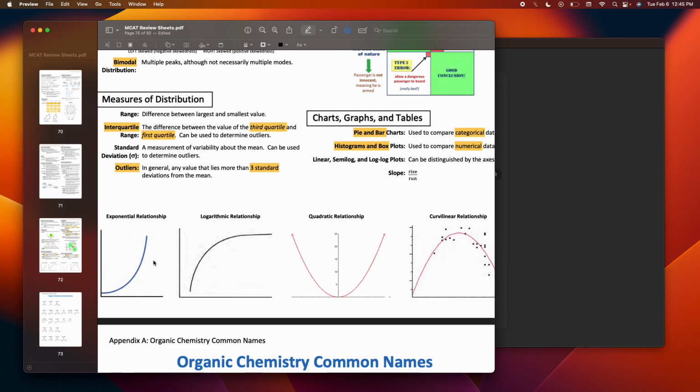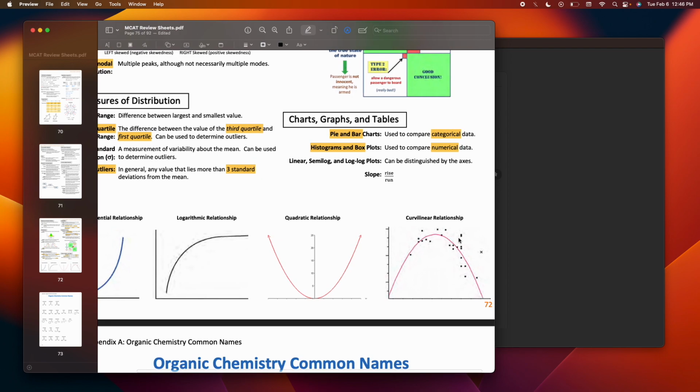And the exponential relationship is represented like this, the logarithmic relationship. This reminds us of the Michaelis-Menten curve. And this is a quadratic relationship. It's the opposite of the normal distribution, kind of, or curvilinear relationship. Quadratic, U-shaped, curvilinear.